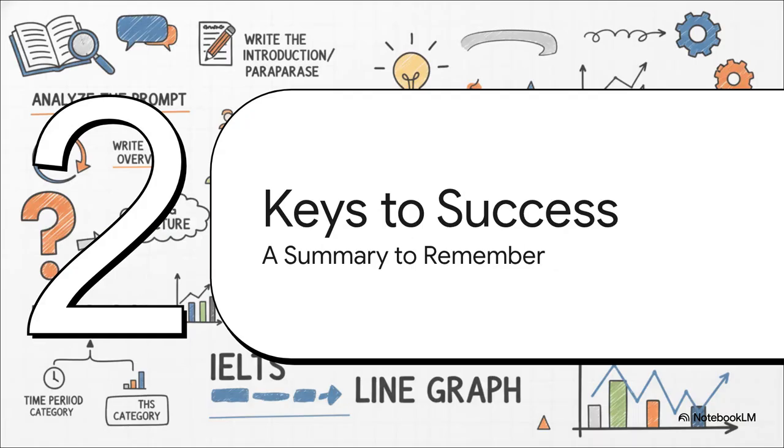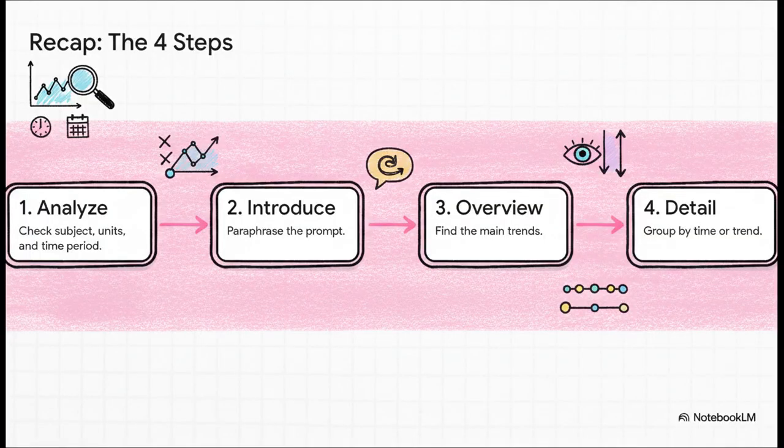All right, we've just built the entire formula from start to finish. Now let's do one final quick recap to really lock these 4 steps into your memory. Remember the formula. First, analyze the prompt. Paraphrase it for your introduction. Identify the main trends for your overview. This is critical for your task achievement score. And for the body paragraphs, choose your strategy. Divide by time for simple graphs or group by trend for complex ones. This structure is your key to a high coherence and cohesion score.